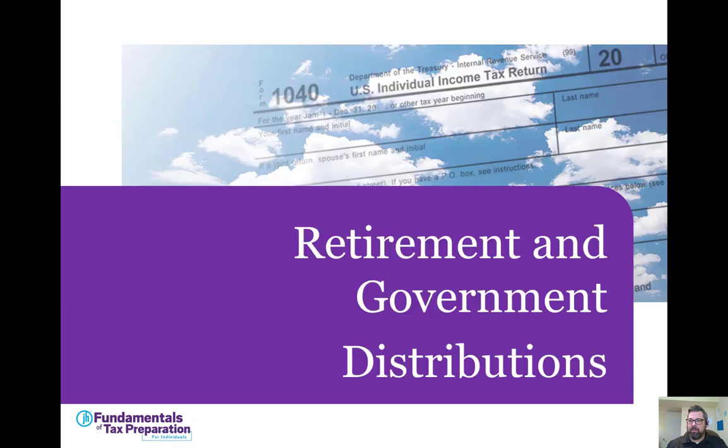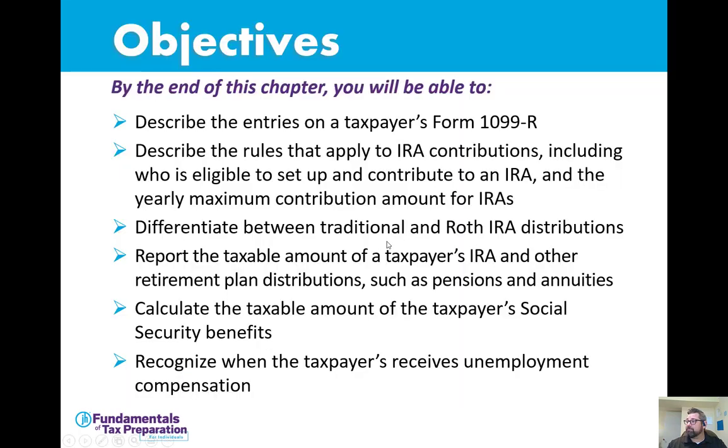Okay, so the next one is retirement and government distributions. We touched on it briefly, talking about IRAs previously, but we're going to get into it a little more deeply here. I guess we're going to go over the objectives first. There's a 1099-R form that I mentioned in the previous section that talks about distributions from an IRA account.